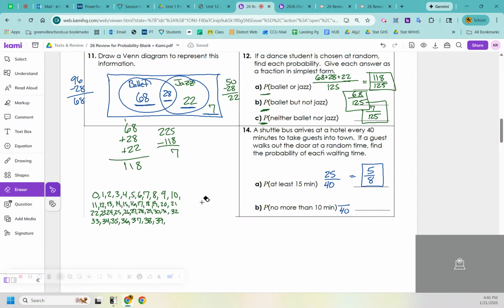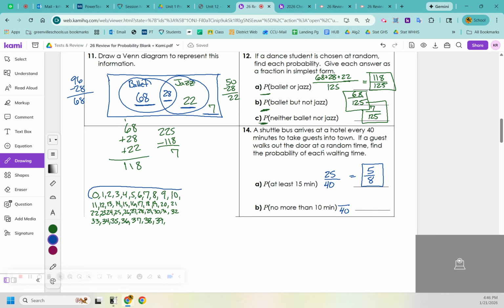Yay, okay. No more than 10 minutes. That means 10 minutes or more. Or less, I apologize. So 0 is less. No more than 10 minutes. So 10 minutes or less. So 1, 2, 3, 4, 5, 6, 7, 8, 9, 10, 11. 11 out of 40. And that doesn't reduce.